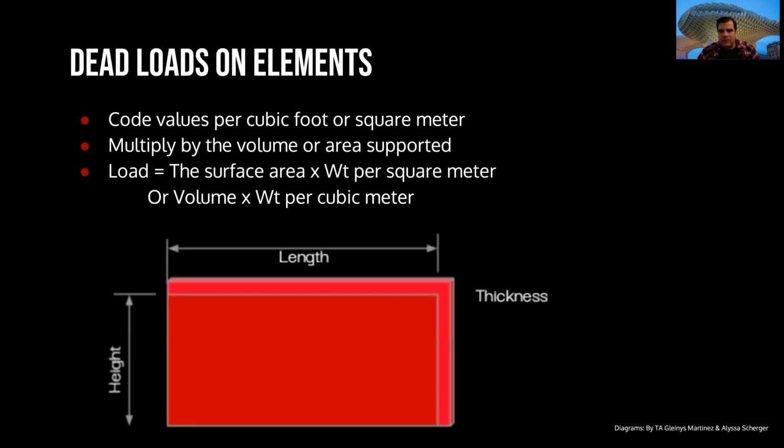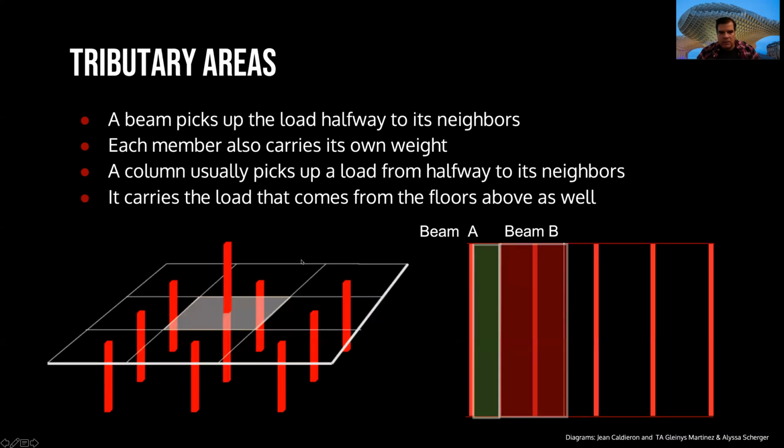Well, tributary area is very important because for every beam and for every column, we need to understand what that element is supporting. In all that area, in the tributary area, we will have dead loads. And what we will do, as I explained before, are code values per cubic foot or square meter. We will multiply by the volume and area supported. Imagine that in that area, and that is our case here, we only have the load of this transparent area. Or imagine that here we have the load of the green area for beam A.